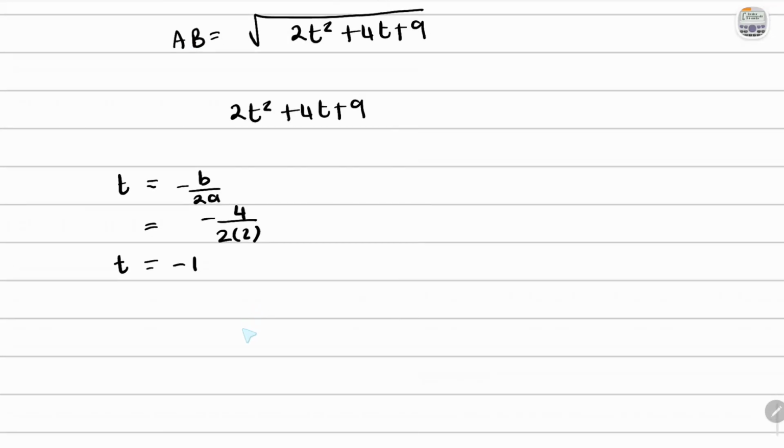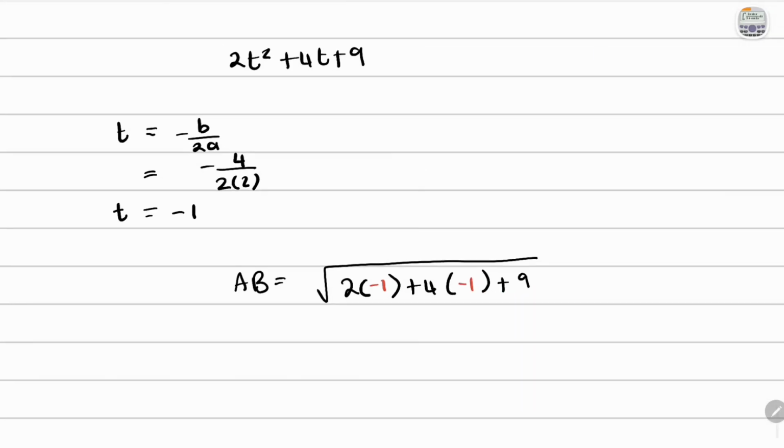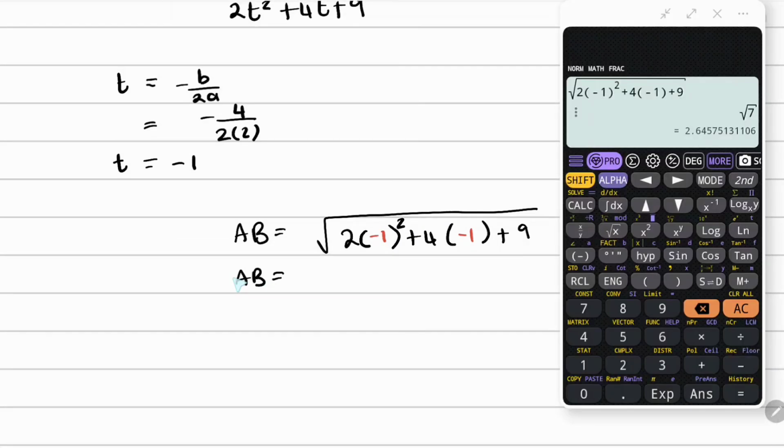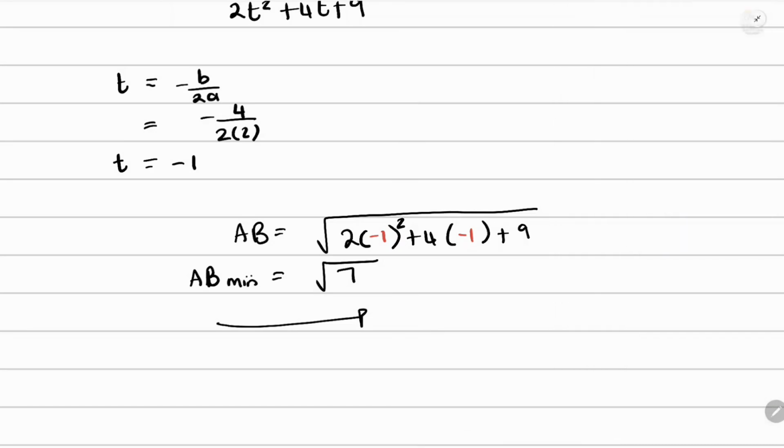So we can go ahead and substitute. So AB is finally equal to the square root, and we'll say 2 multiplied by negative 1 squared, and then plus 4 times negative 1 plus 9. Okay, so that's what we have. And then we can just find out what exactly this gives us. Okay, and the minimum length of AB is this. I forgot the square root. So it's the square root of 7. That is the minimum length.